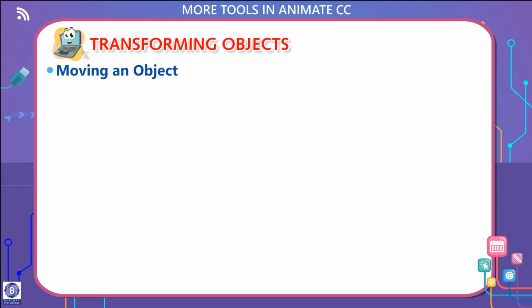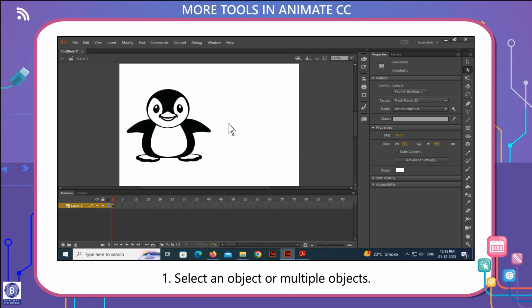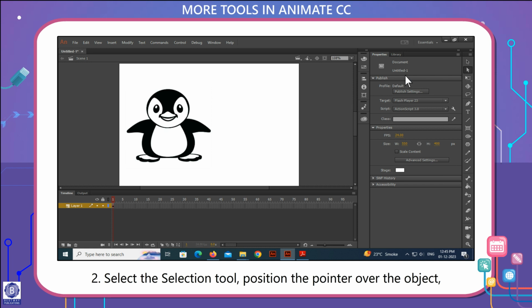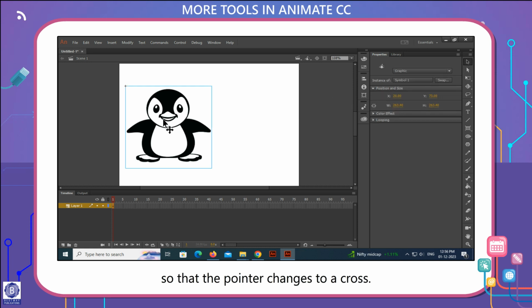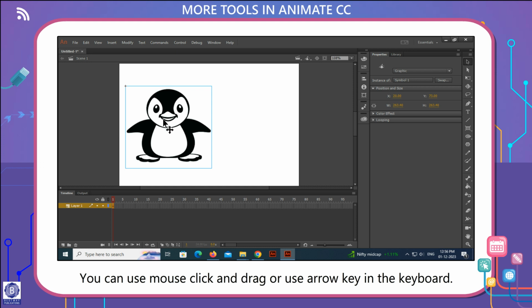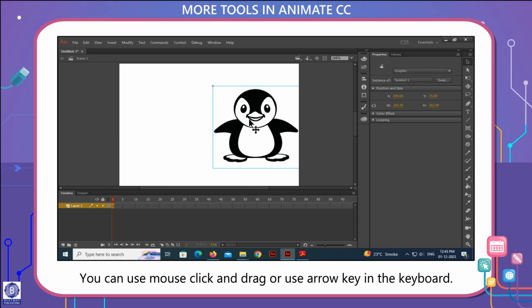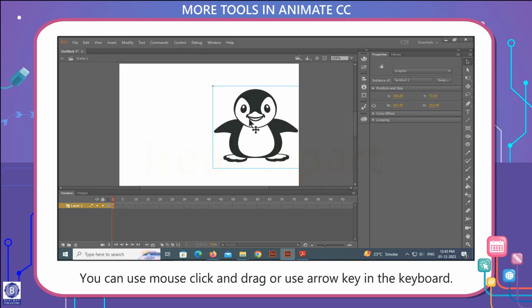Moving an object. Select an object or multiple objects. Select the Selection tool. Position the pointer over the object so that the pointer changes to a cross. To move the object, drag it to the new position. You can use mouse click and drag or use the arrow keys on the keyboard.